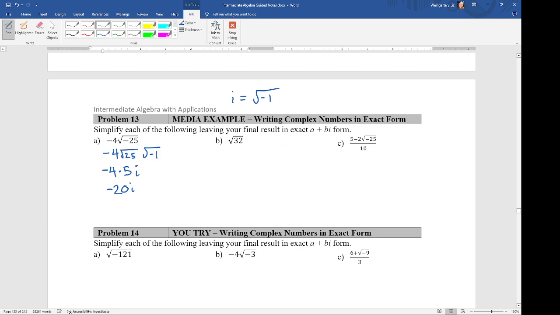They want us to write our final result in a plus bi form. We don't have an a, so you can assume your a is 0, minus 20i.